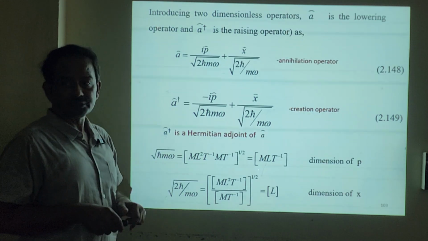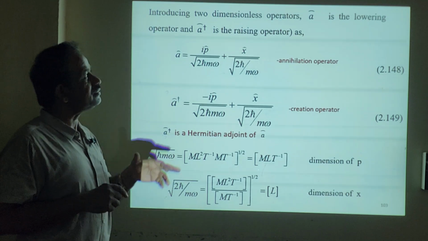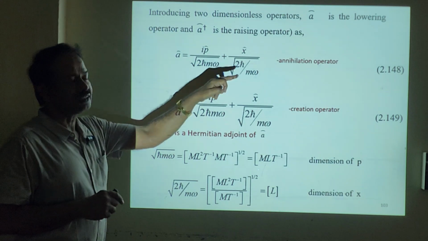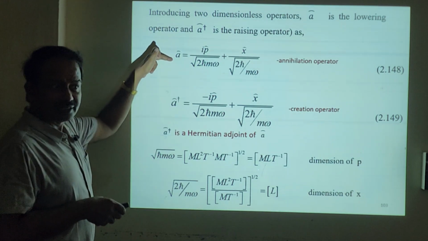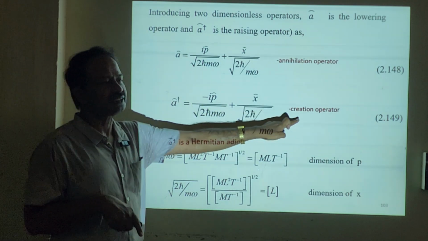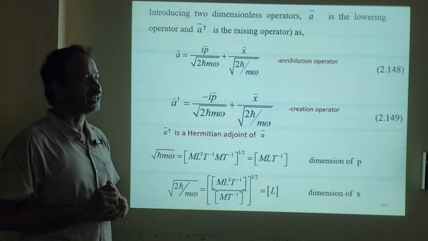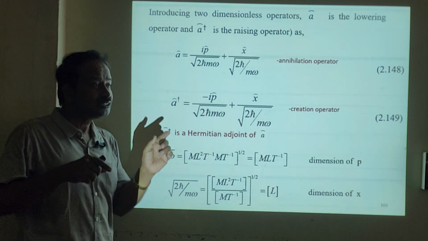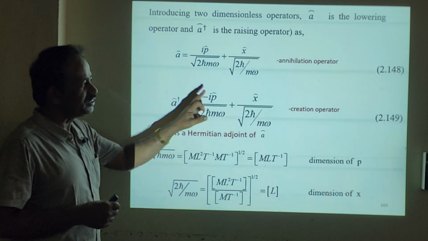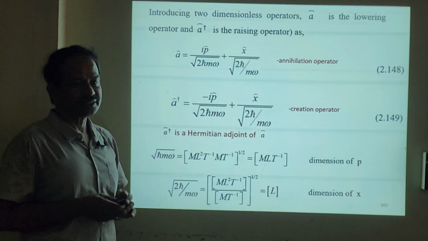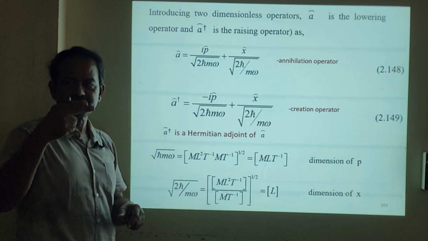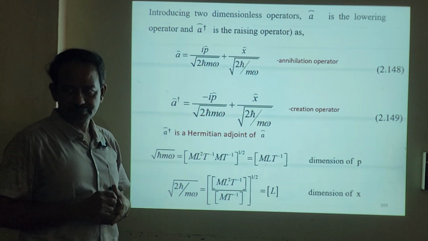Now we are going to introduce two parameters. These are dimensionless parameters. One is A, which we call the annihilation operator. Another one is the Hermitian adjoint, A dagger, which is nothing but the creation operator. These parameters are very important. These parameters will take us up and down. One is a creation operator, another one is an annihilation operator. So one is the lowering operator, another is the raising operator. One will rise from one step to another, and the other will lower from up to down.